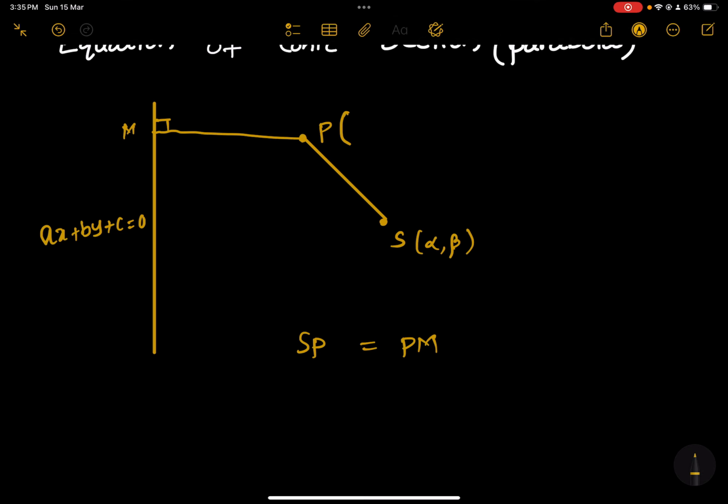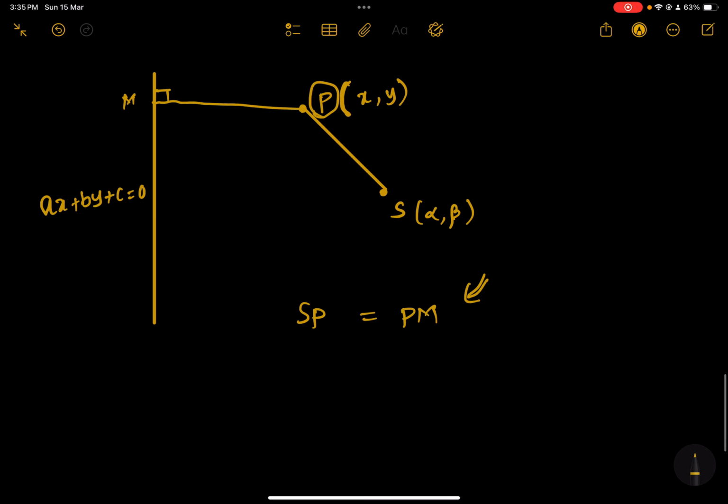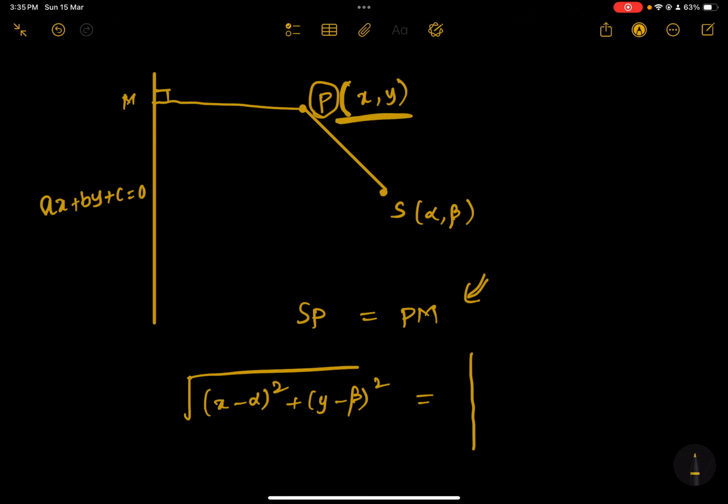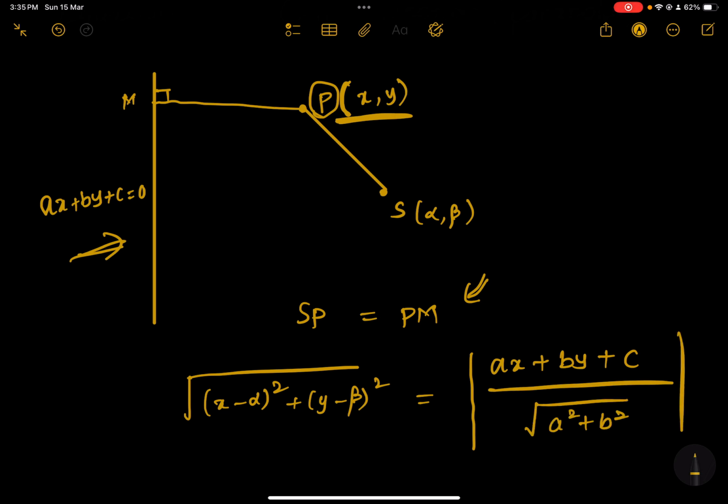So this random point is the point for which we have to find the locus. And since we are writing this particular condition, it will force this point to be on the parabola. All right. So now what is SP? SP is simply the distance between 2 points. Square root of x minus alpha whole square plus y minus beta whole square is equal to PM. PM is the perpendicular distance from this point to this particular line, which is your directrix. So that will simply be ax plus by plus c upon root of a square plus b square.